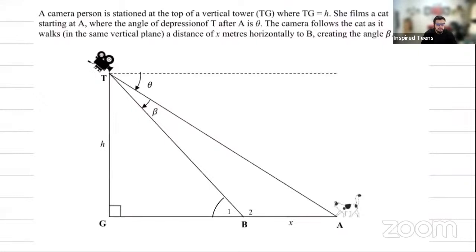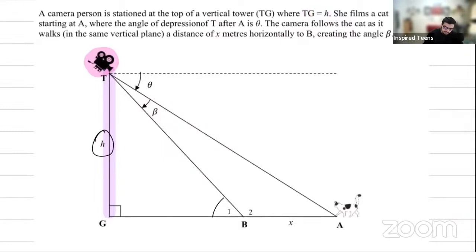Most of the time, everything that's in the written part is going to be in the diagram, just because that's how they structure these questions. They tend not to leave anything out. But of course, you're going to double check and make sure that everything in the written part is definitely in the diagram. That being said, a camera person is stationed at the top of a vertical tower, TG. So we need to understand that TG is a vertical tower, and there's a little cameraman here, Casper the Ghost, and they say TG is H. So TG is H, that's fine, that's labeled.